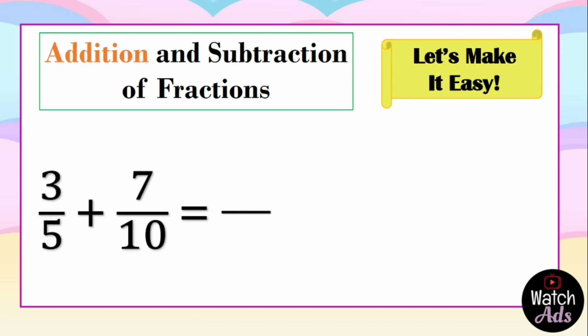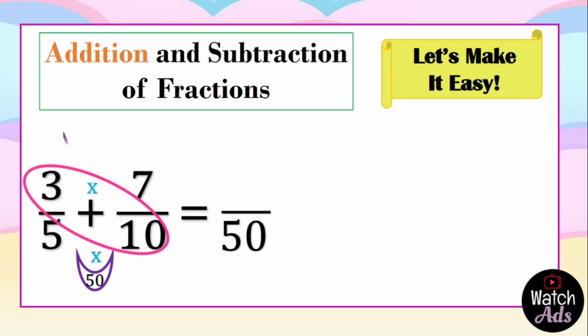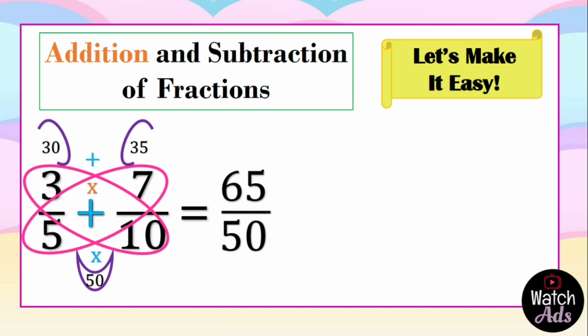Let's have another example. 3/5 plus 7/10 is equal to, first, we multiply 5 and 10, the denominators, that gives us 50. That will be our denominator. Then we multiply 3 and 10. It gives us 30. Multiply 7 and 5. It gives us 35. Since our process is addition, we add them. 30 plus 35 is equal to 65.